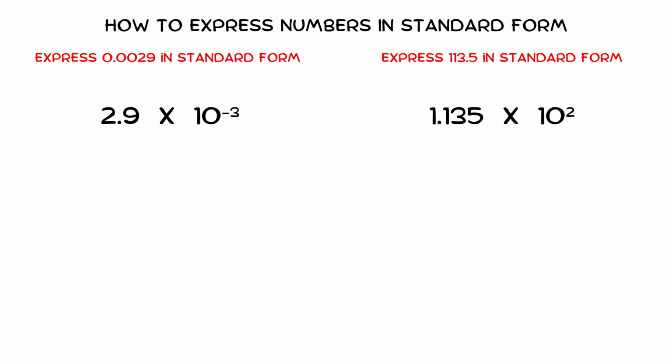For this last one, we're trying to convert 113.5 into standard form, so this time we write out 1.135 and count that the decimal place will have to move 1, 2 places to the left, so we can add times 10 to the power of 2, and as 113.5 is bigger than 1.135, we can keep it as a positive 2.